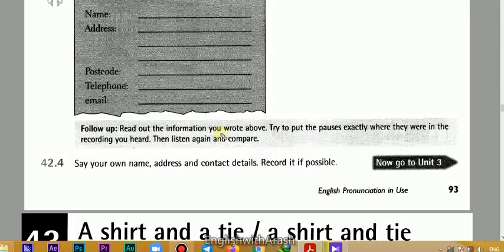And remember, today's lesson was all about making the pauses, right? They definitely make you sound more natural and more understandable, which is a great thing to happen. So say your own name, address, and contact details, and record it if it's possible, and then listen to it. See if you made the right pauses. So let me stop this.